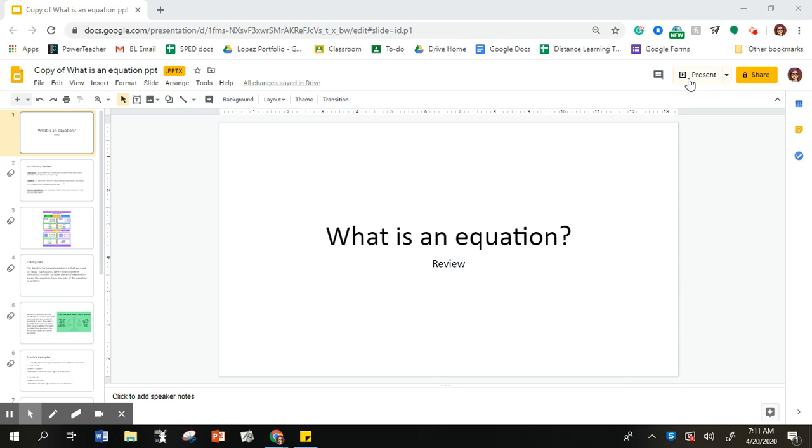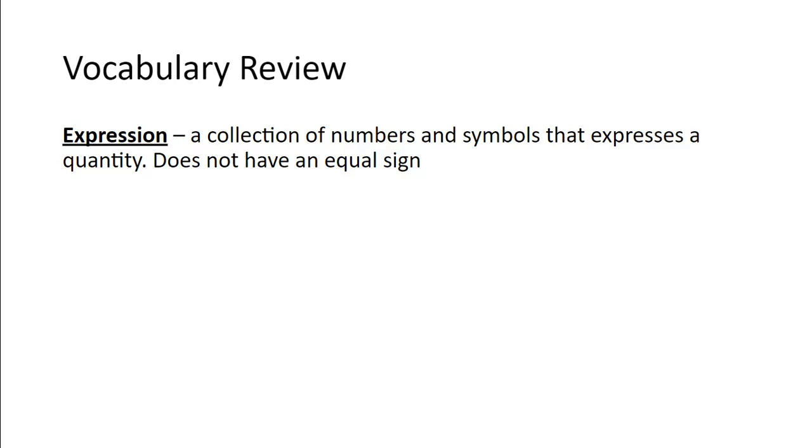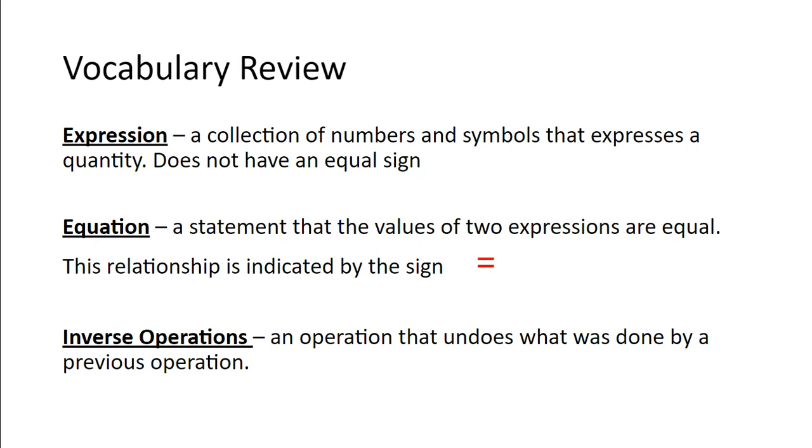Okay, so we're just going to go through some general reviews. So this is going to look pretty familiar. So just some vocabulary review. An expression is a collection of numbers and symbols that expresses a quantity. This doesn't have an equal sign. So we use these to just break up general ideas.